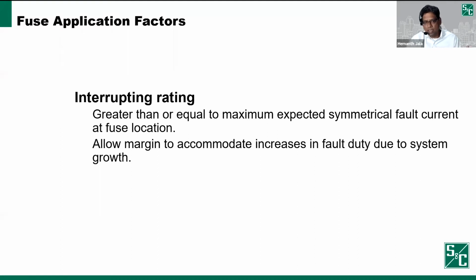So for example, let's say you calculate 8,000 amps of fault current at that location, and you find a fuse that's 12 kA interrupting rating. Sure, go ahead and use it, because in the future you don't have to change the fuse because of an increase in the fault current. So that's one thing to keep in mind.